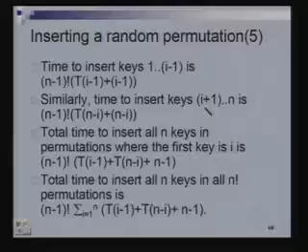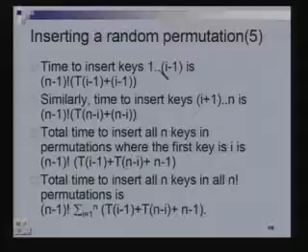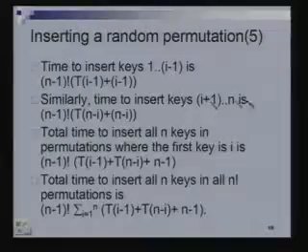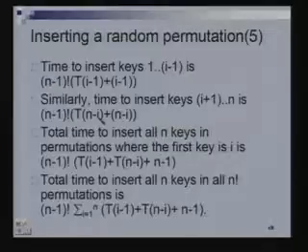Similarly, time to insert the keys I plus 1 through n will be similar to this. Left or right, there is no significant difference, it is just that here there are I minus 1 keys that I am inserting, now I am inserting n minus I keys. So, wherever there was I minus 1 here, I will replace it by n minus I, because that is the number of keys I am inserting now. So, that would give me this expression. This is to insert the keys in the right subtree.